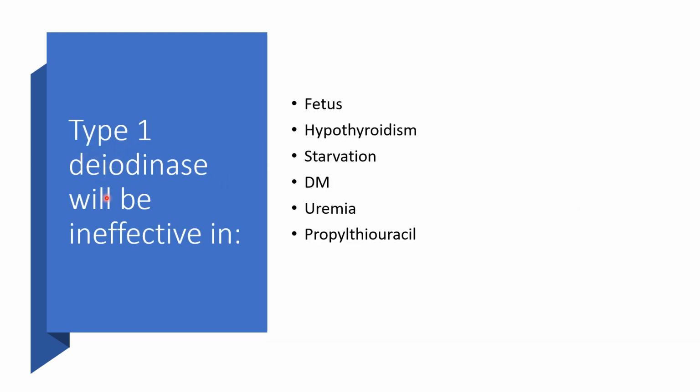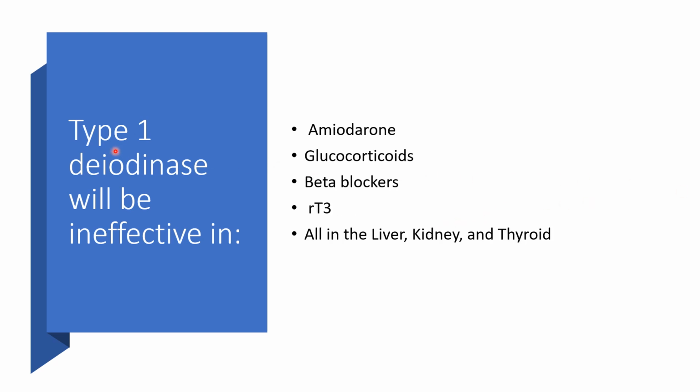Type 1 deiodinase will be ineffective in fetus, in hypothyroidism, in anyone that is being starved, in diabetes mellitus, in uremia, or someone on medication to deal with the thyroid hormones itself, propylthiouracil. This will be helpful in thyrotoxicosis, thyroid storm, and hyperthyroidism. We'll get into that in another presentation. Still ineffective in amiodarone, glucocorticoids, beta blockers, reverse T3, all will be happening in the liver, kidney, and thyroid gland.